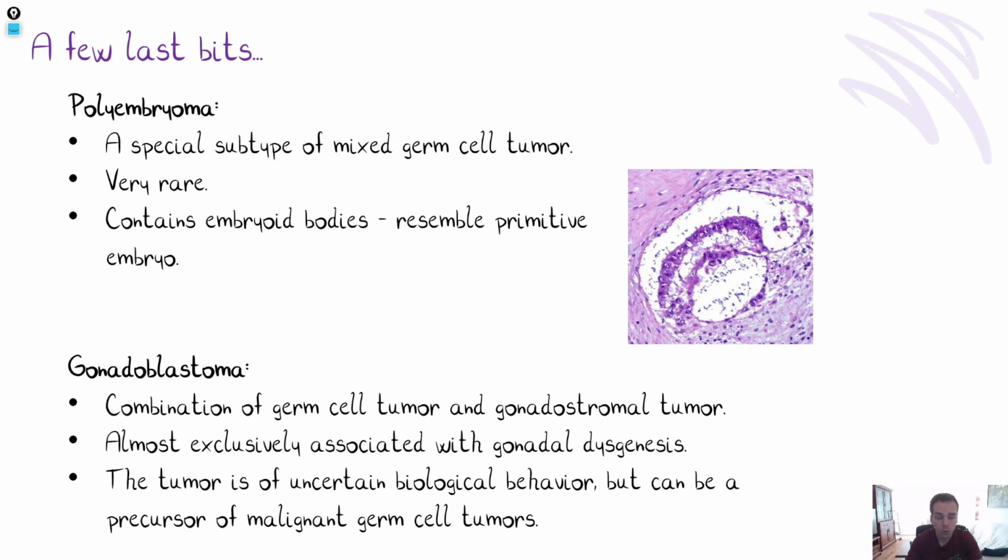I would like to mention two tumors, and maybe it would be good to remember one or two sentences for each tumor. There is something we call polyembryoma. Polyembryoma is a very rare tumor. It's a special subtype of mixed germ cell tumor, and what is typical for this tumor is this. You can find so-called embryoid bodies in this tumor, and these bodies, they resemble developing primitive embryo. So by this you will recognize it. It's called polyembryoma.